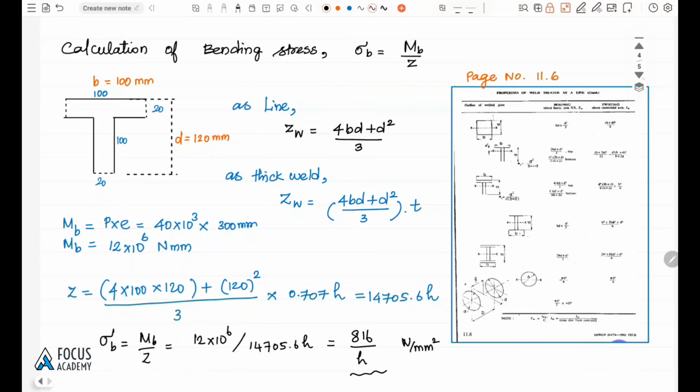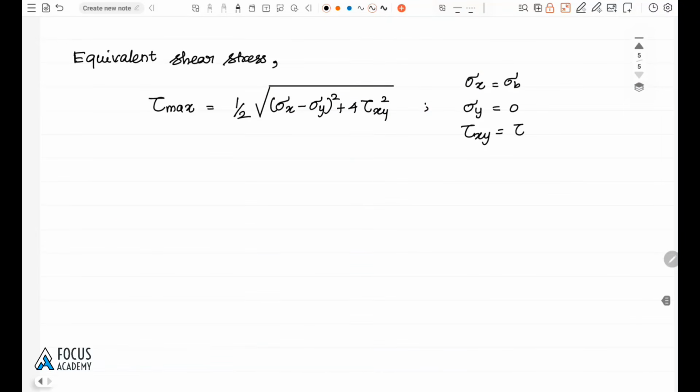And after calculating the shear stress and bending stress, we have to combine the stress values using the equivalent shear stress formula, that is the maximum shear stress formula. That formula can be taken from design data book page number 7.2. So from the formula, sigma x and sigma y are the stress induced in x direction and the stress induced in y direction. Here only one sigma is there. In the perpendicular direction, there will be no stress. So sigma x is equal to sigma b and sigma y is equal to 0. We need not take any stress in y direction. So there is only one sigma that can be considered as sigma x, unidirectional stress.